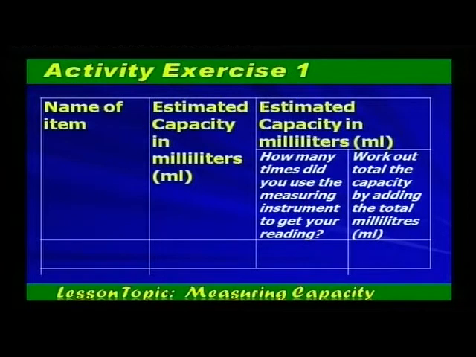So receiving student, that's how I want you to. So if your name of the item, estimate the capacity in milliliters, then you use the measuring instrument to measure the capacity in milliliters and record how many times you're using the measuring instrument. And finally, calculate the total milliliters of that, the total capacity of that item in what unit of measurement? Milliliters. Thank you, Samantha. All right, you can start.